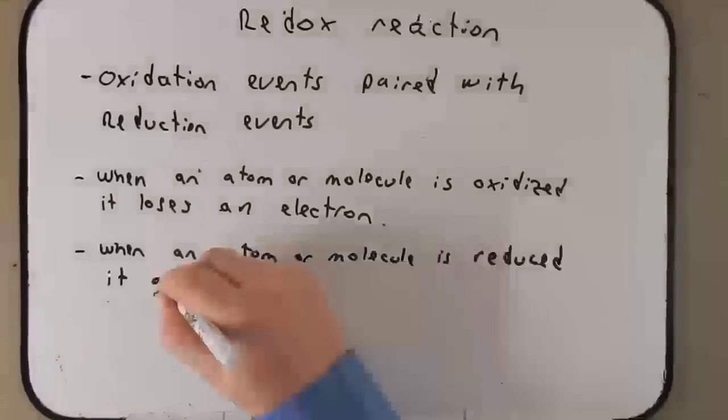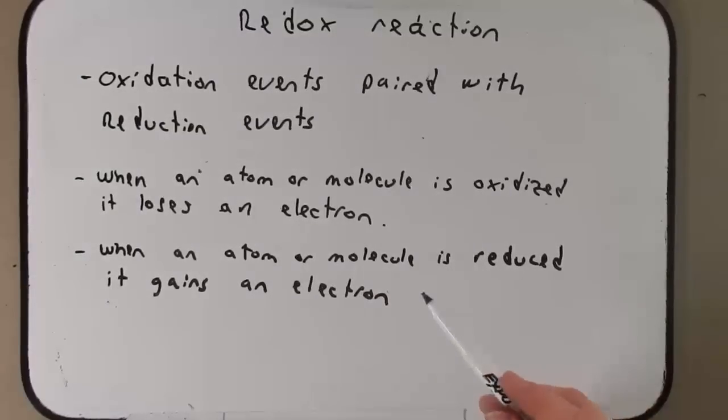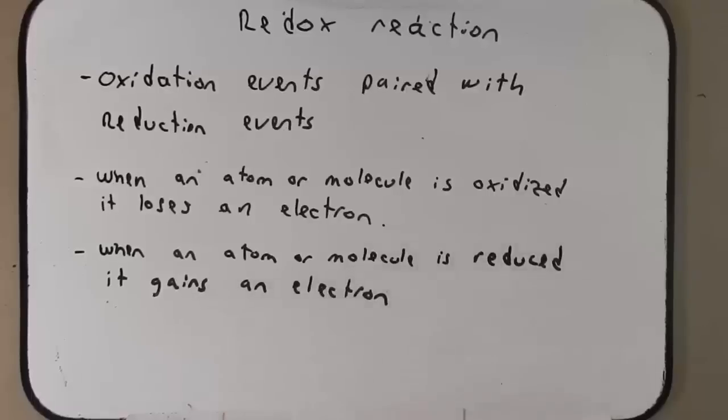Is reduced, it gains an electron. So that's why they're coupled. When one molecule loses an electron, another molecule gains that electron. And that way they're always coupled.